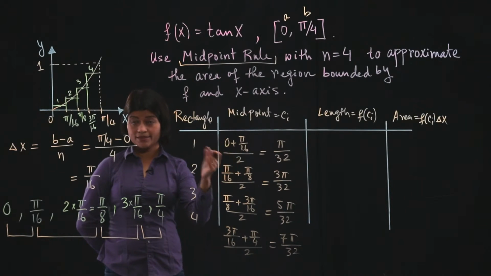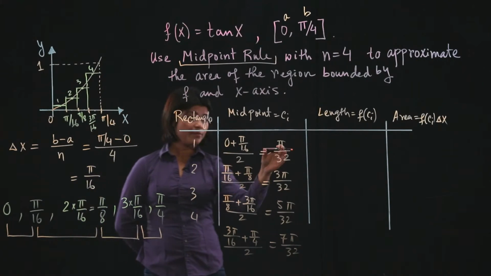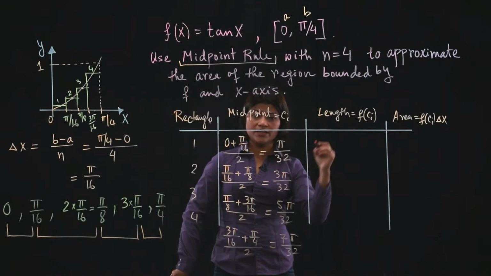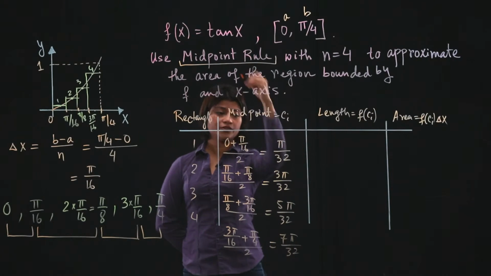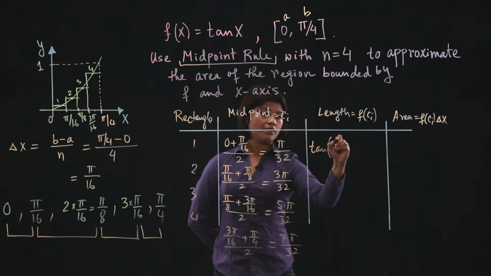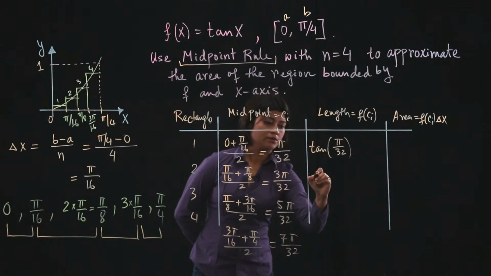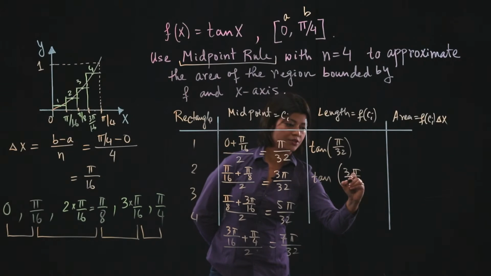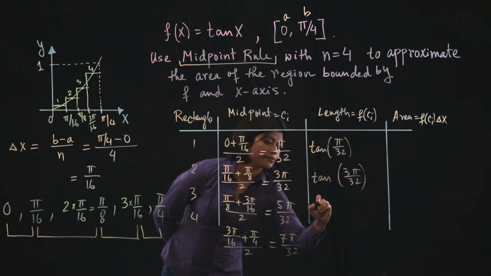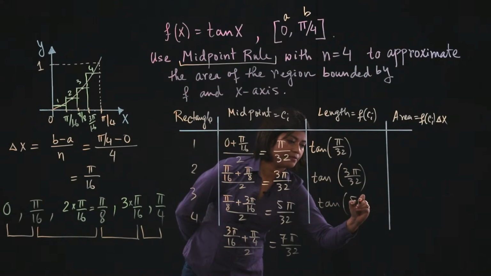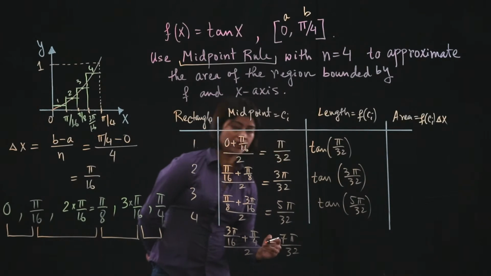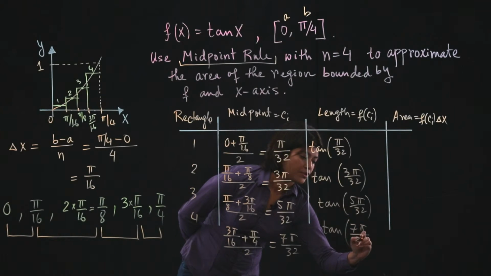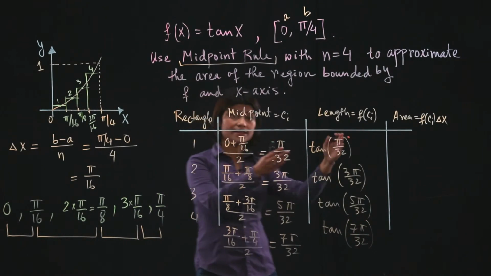We have to find the lengths of each rectangle, and you can do that by plugging the midpoint inside the function. So the first length, the function is tangent, so tangent of pi over 32. Second rectangle, the length is tangent of 3 pi over 32. Third, tangent of 5 pi over 32. The last one, tangent of 7 pi over 32. So these are the lengths.